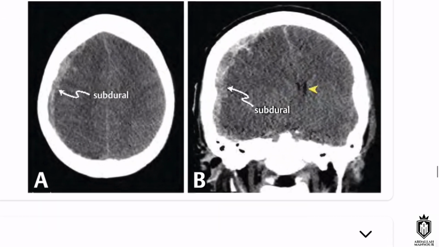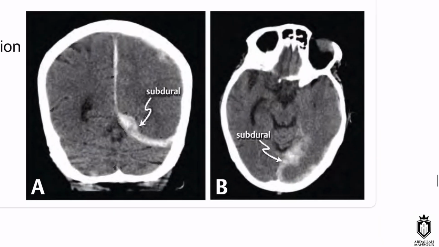So again, this is an axial cut CT scan. You can see a right-sided, hyperdense, crescent-shaped lesion that's causing mass effect, including midline shift and compression of the ventricle and effacement of the sulci. And again, this is hyperdense. That will be an acute subdural hematoma.